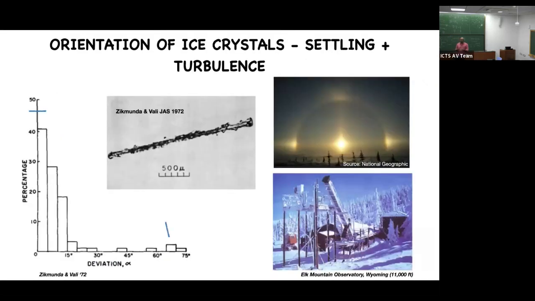But then they are not actually in a quiescent medium. I mean, clouds are strongly turbulent fluids, and in those flows, you observe from that experiment that I mentioned of Zikmunda and Wali, and this is the setup in Wyoming. So it's at 11,000 feet, a significantly high altitude cloud lab. And the beauty of those experiments is not only did they collect those crystals and measure their fall speeds, they also got this observation of the orientation distribution.